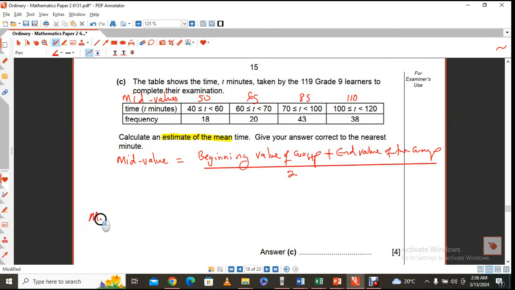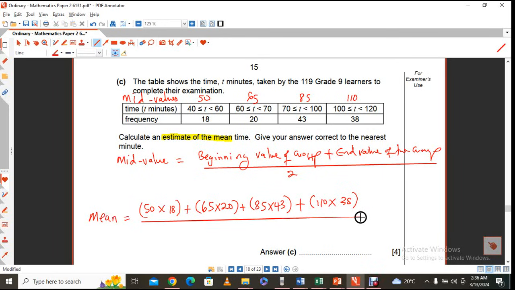Why? Because when you are calculating the mean, you say that mid value times the frequency. I'm going to put all of these over a bar, times, next one is 65 times 20. See, the 20 is the frequency. This is not supposed to be a times here, it's supposed to be a plus now. Plus the third one is 85 times 43, plus 110 times 38. Whatever that answer is, you are going to divide that answer by the number of people who took part in the study or who wrote the exam, which is 119.